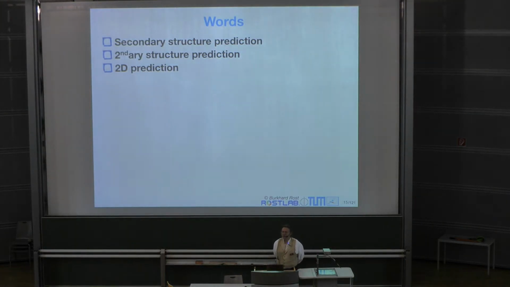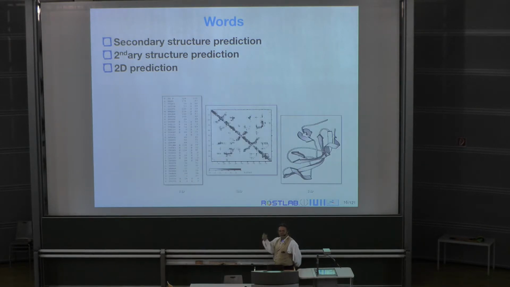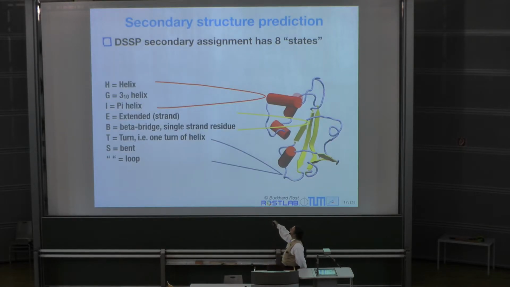About words, secondary structure, some people sort of believe or use the word to assume that it's 2D. Again, it's a string. It's intrinsically one-dimensional information that you have to remember. And the way it's defined is by hydrogen bonds.